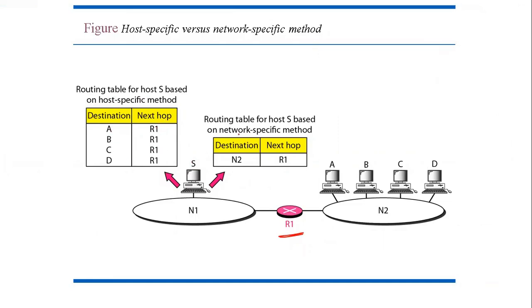Similarly for all of them. For the network specific method, it will simply say that the destination is N2. All the hosts in N2 will come under this destination only, and it will write R1 as your next hop. So these are the differences between the host specific method and the network specific method routing table. So the routing table, as you see, is for efficiently forwarding the packets, and also to make it manageable. And for security issues too, we use different kinds of methods. We may use the host specific method, network specific method, next hop method, or route method.